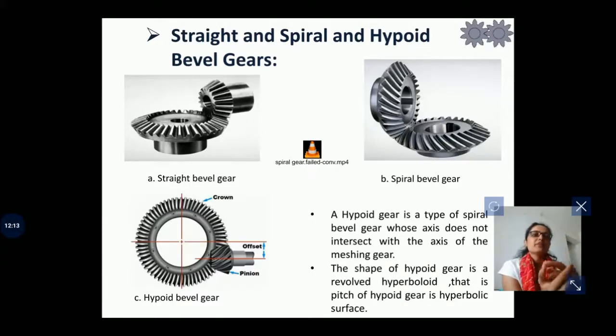The second is spiral bevel gear. Spiral bevel gear, the only difference is that teeth are making some angle with the surface of the gear, and the shape of the gear is in conical shape.